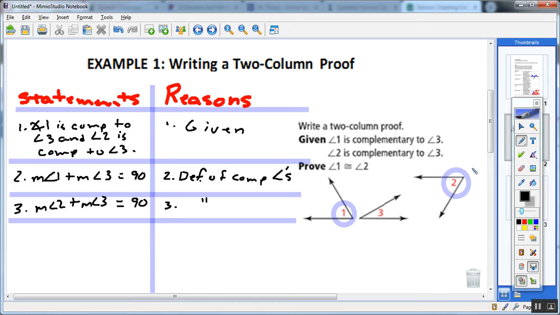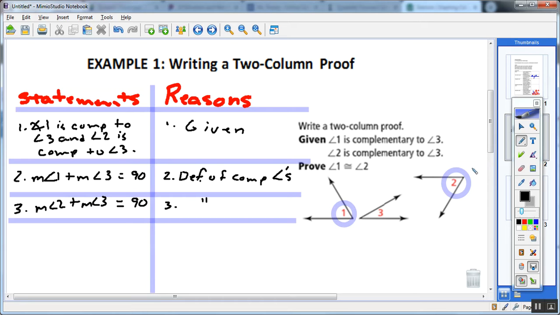Okay. Let's look at 2 and 3 together here a little bit. What does 1 plus 3 add up to? How many degrees? 90. And 2 plus 3, angles 2 plus 3 also add up to what? 90. So guys, if 2 plus 3 is equal to 90 right here, what could I replace the 90 with right here then?